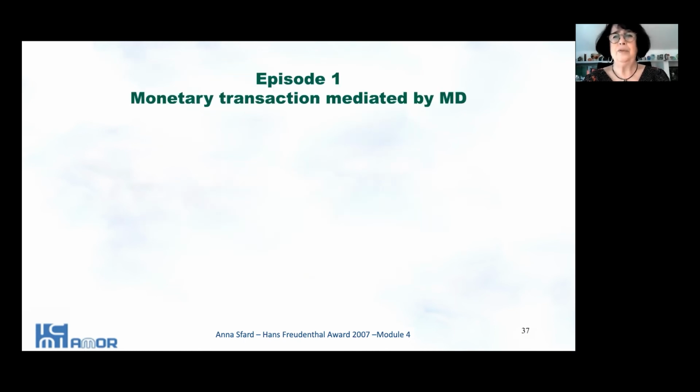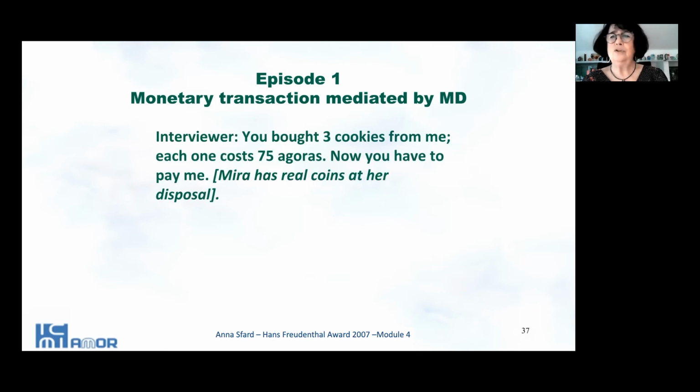In this example, the interviewer says to the interviewee, the 18-year-old girl by name Myra, "You bought 3 cookies from me. Each one costs 75 agoras. Agora is the Israeli monetary unit, such as cent or penny. Now you have to pay me." Myra has some real coins at her disposal. Here is the conversation that followed.